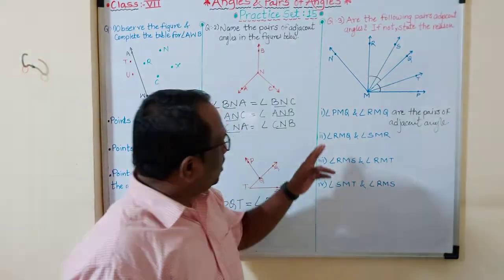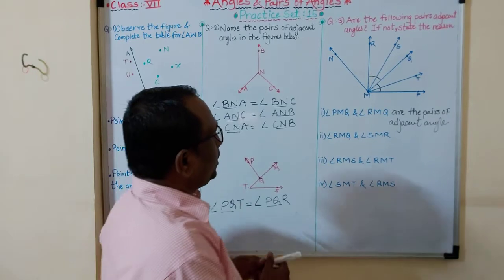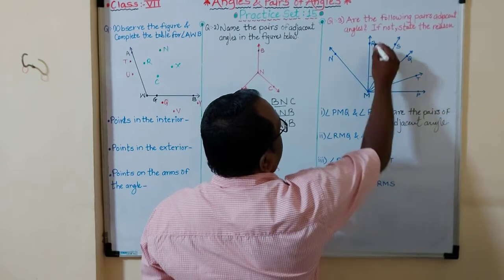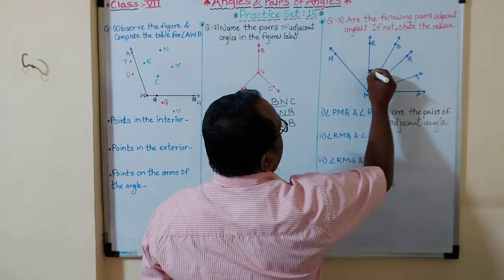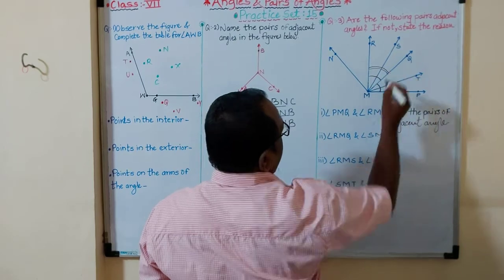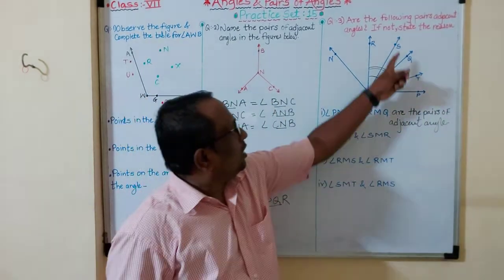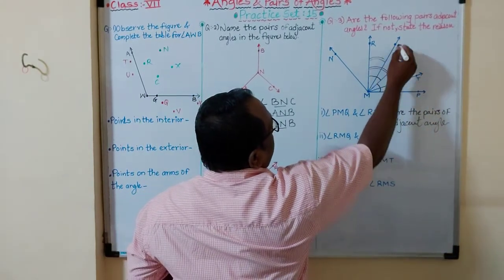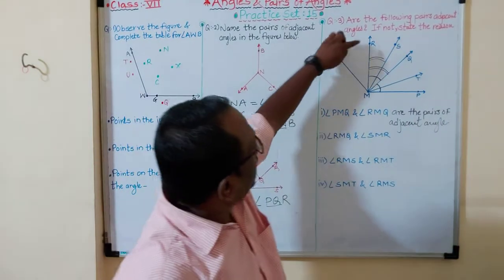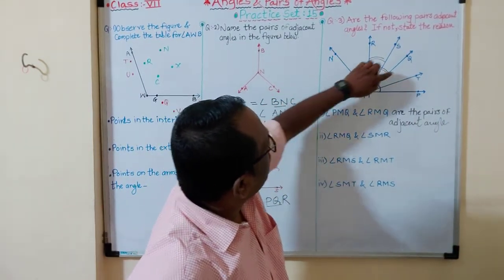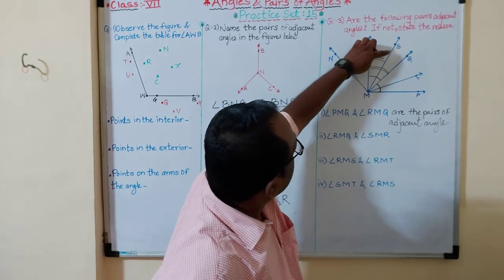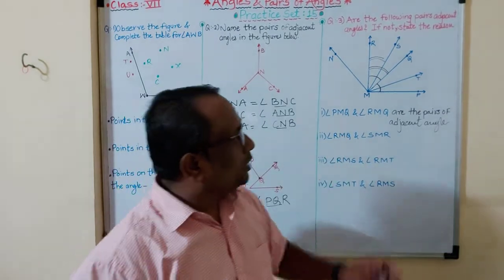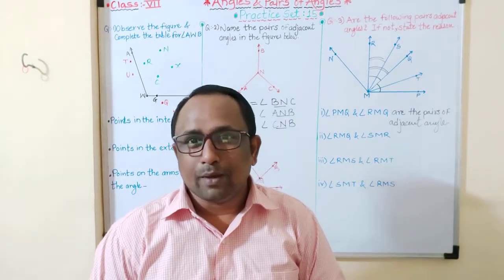Now students, we'll see the second pair. Angle RMQ is this one, and angle SMR is this one. So angle RMQ and angle SMR, if you see, this pair is not an adjacent angle pair.